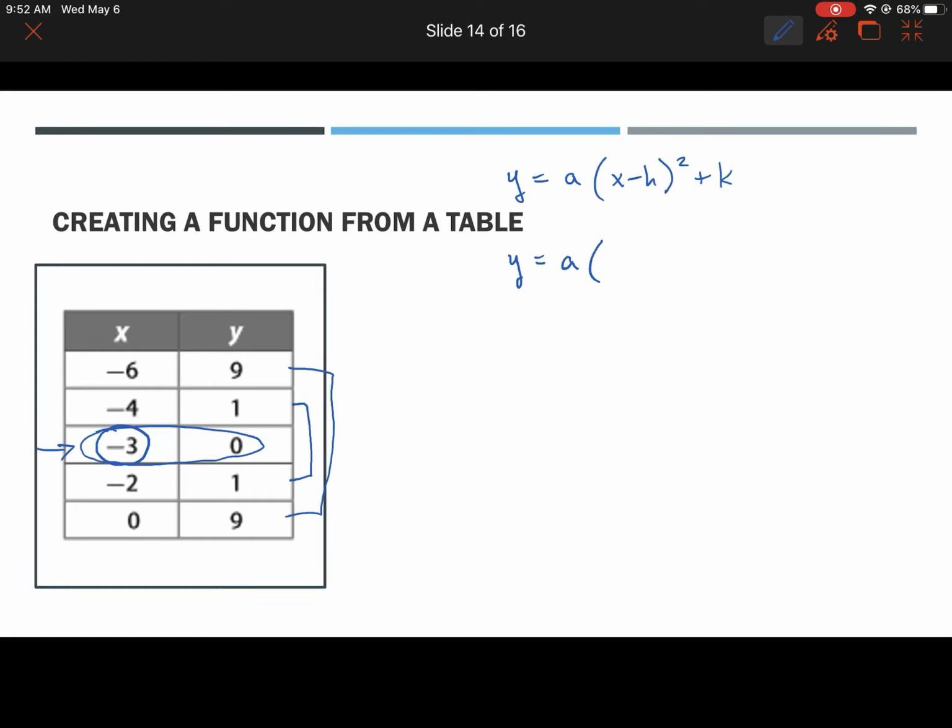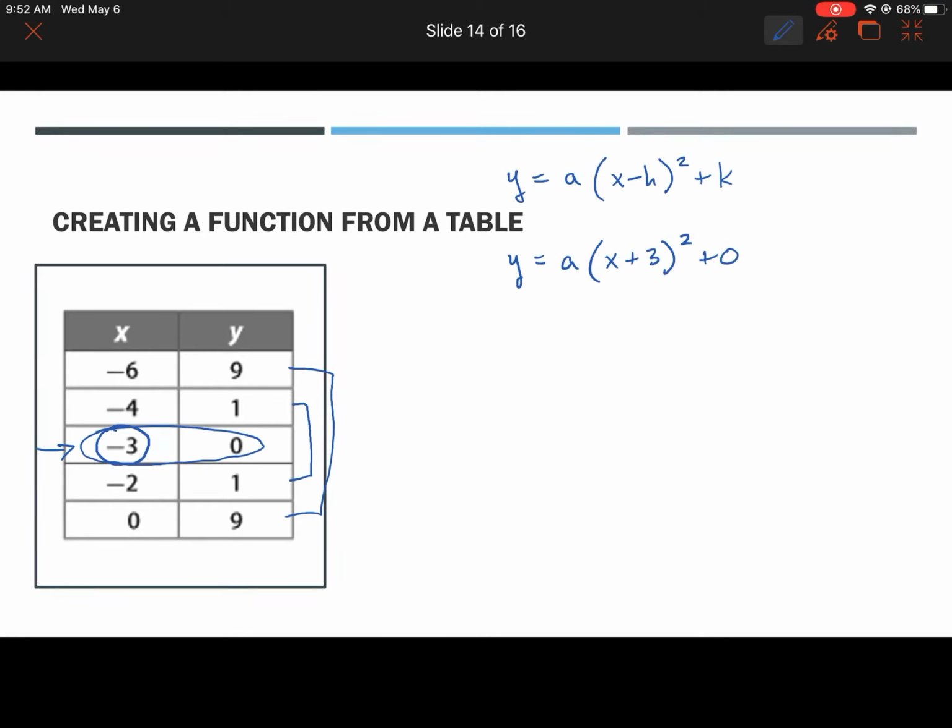We're going to leave the a there because we don't know what that is yet. And we're going to do the opposite of -3, so we're actually going to put +3, because that would make the opposite of that a -3. And then my y value is 0, so it's just +0. You don't need to write it, but I'm going to just for reference here.